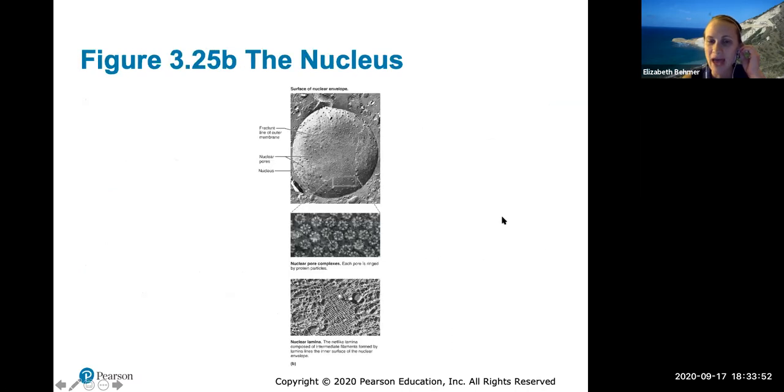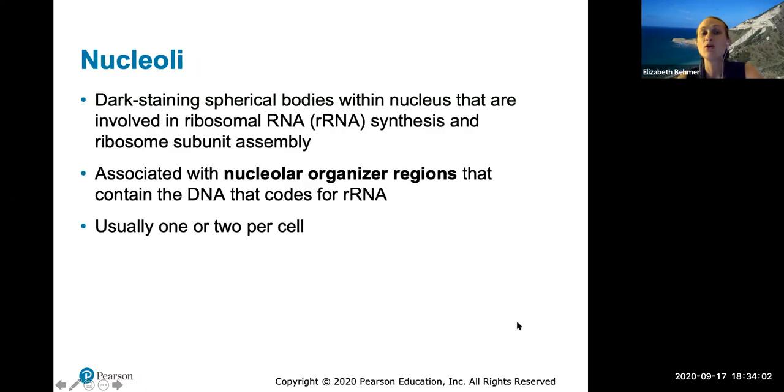So here's a look at the nucleus and the nuclear pore complexes, and the nuclear lamina, which is the inside of it that helps with structural support. Nucleoli are dark staining, circular bodies within the nucleus that are involved in ribosomal RNA synthesis. We'll talk about what that is in the next part of chapter 3. And there's usually only 1 or 2 per cell.